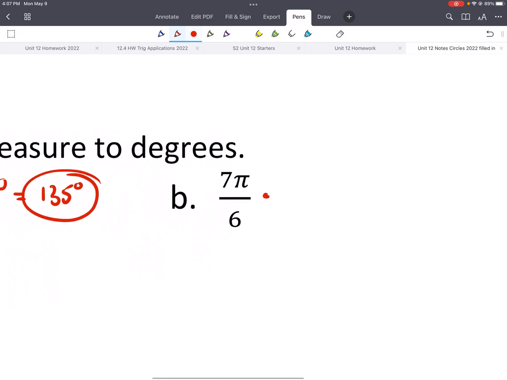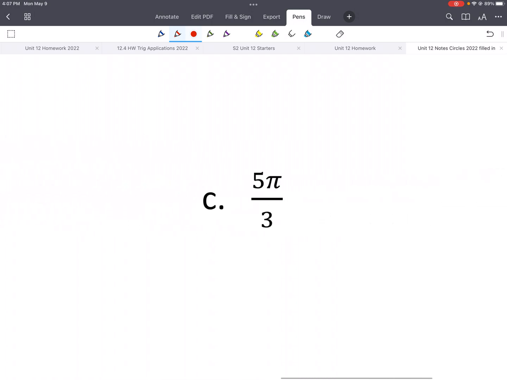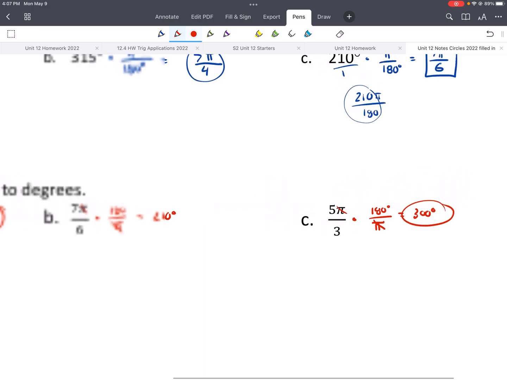So we'd multiply it by 180 divided by pi. Pi's cancel. So we'd do 7 times 180, and we can divide it by 6. So I get 210 degrees. And then the last one, 180 degrees is the same as pi. Pi's cancel. And we get 5 times 180 divided by 3. So here I got 300 degrees. All right, so that's basically it.